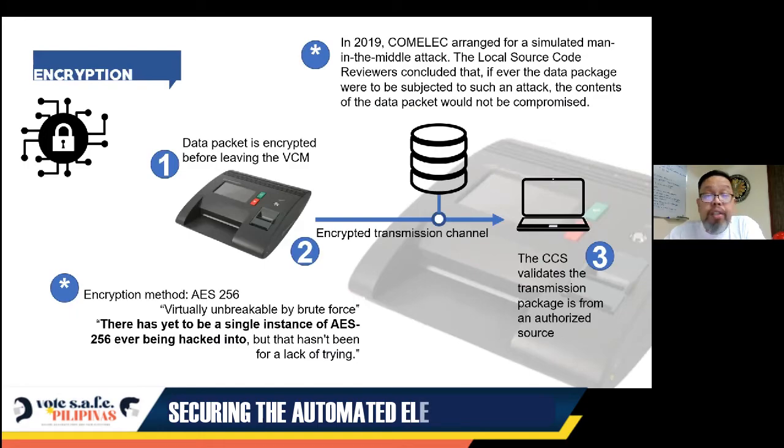The second pillar of security for our automated election system is encryption. You can see from the diagram here that in the first instance, the data packet which is released from the vote counting machine is encrypted before it even leaves the counting machine. It proceeds along an encrypted transmission channel. In 2019, the COMELEC arranged for a simulated man-in-the-middle attack. The local source code reviewers concluded then that if ever the data were to be subjected to such an attack, the data packet would not be compromised.